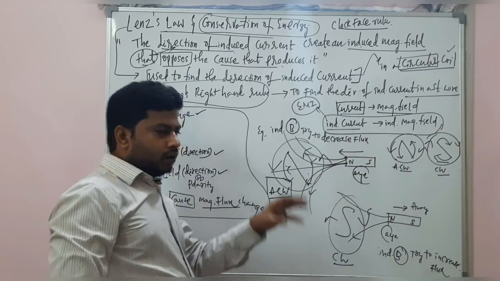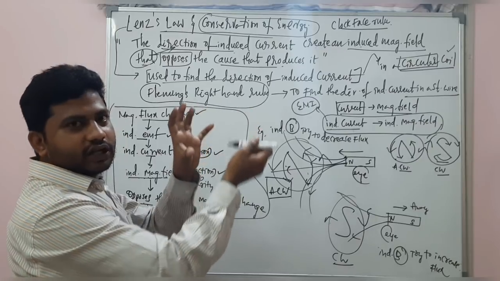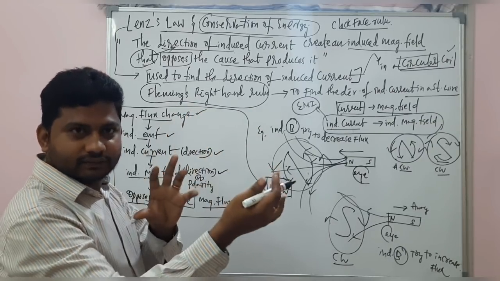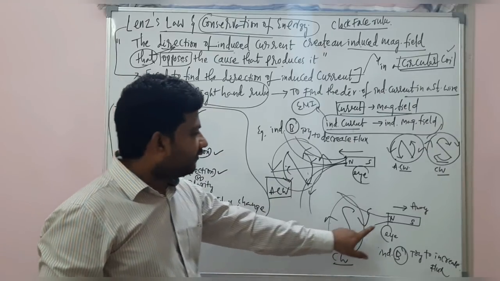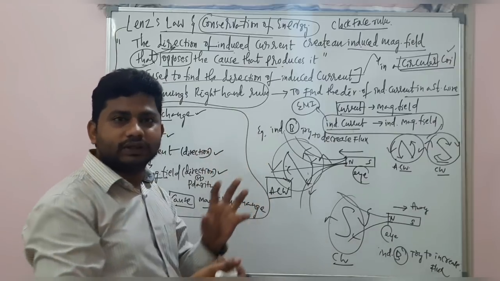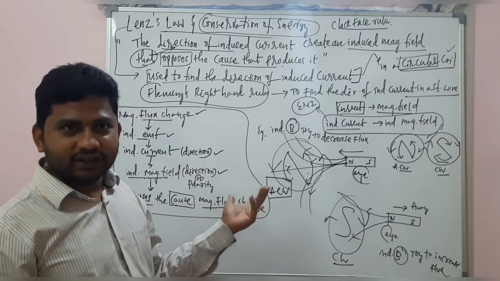Here the north pole is moving towards the coil. According to Lenz law, a north pole will form. Right? Repulsion. Here, when the north pole is moving away, a south pole is formed. Alright? Exactly, my dear students.